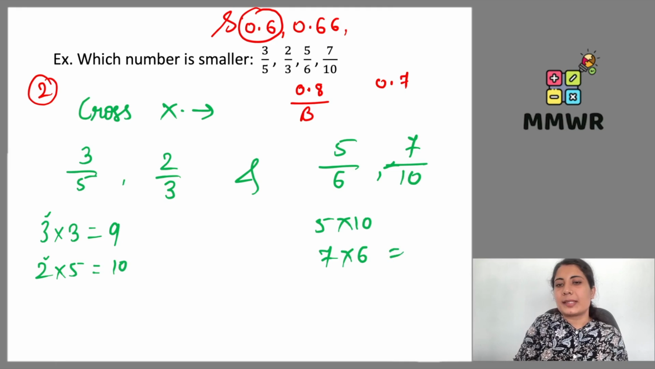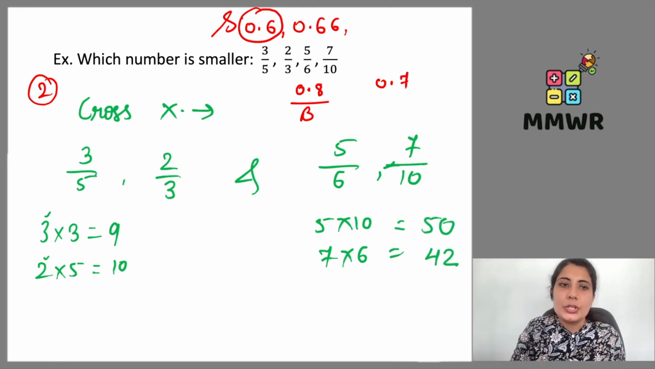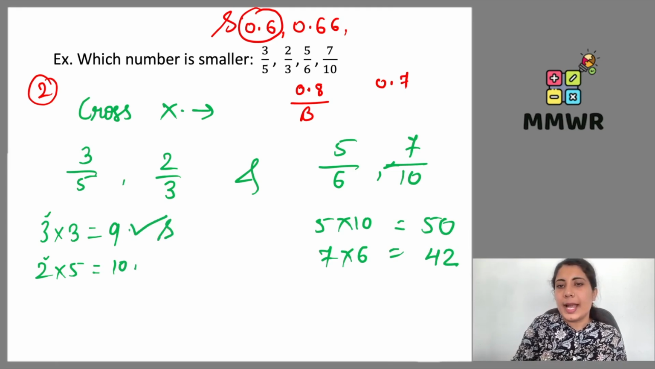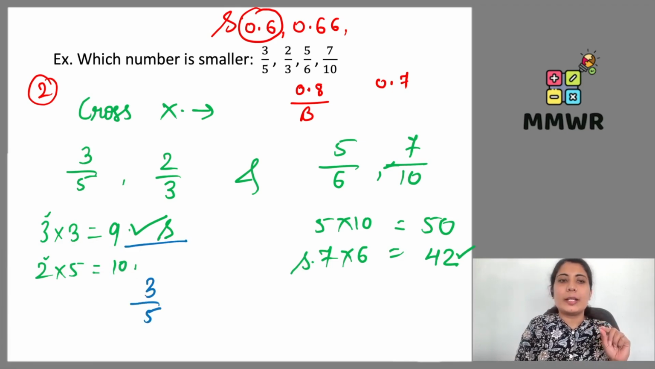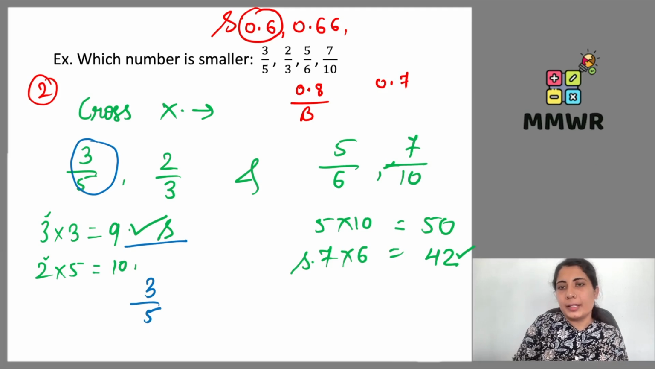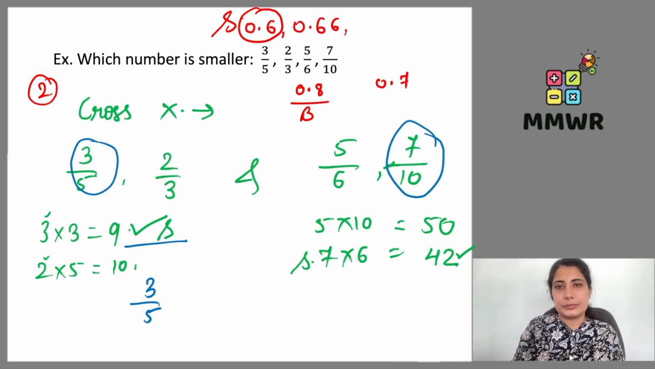7 multiplied by 6 gives me 42. So of course among these two, this is the smaller one, and among these two, this is the smaller one. So we can compare the first fraction, which is 3 upon 5. The first value is the smaller one, that means 3 upon 5, and here 7 upon 10, right?